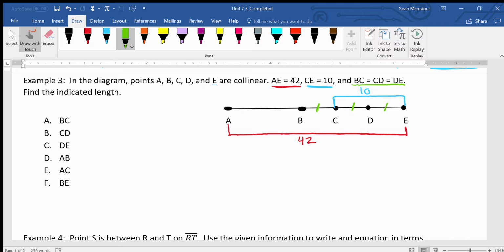And I know that means that the measurements are the same. So if these two, CD and DE, are the same and together they add up to 10, then I know this section CD and DE have to each be 5. So I can go over here, CD equals 5, DE equals 5. I know BC is congruent to those, so the length of BC is also 5.